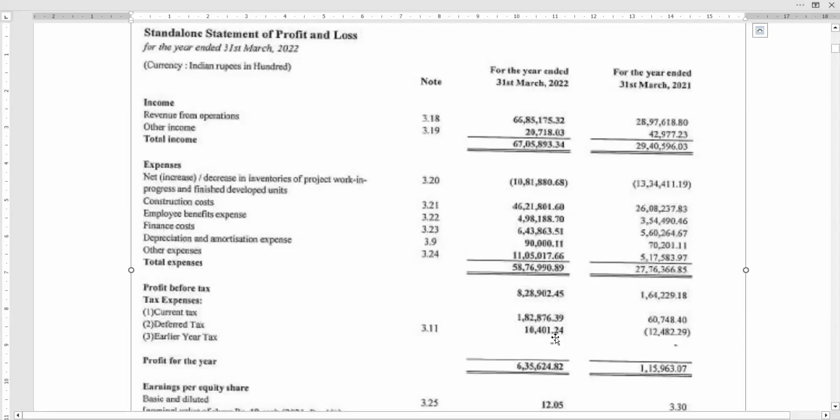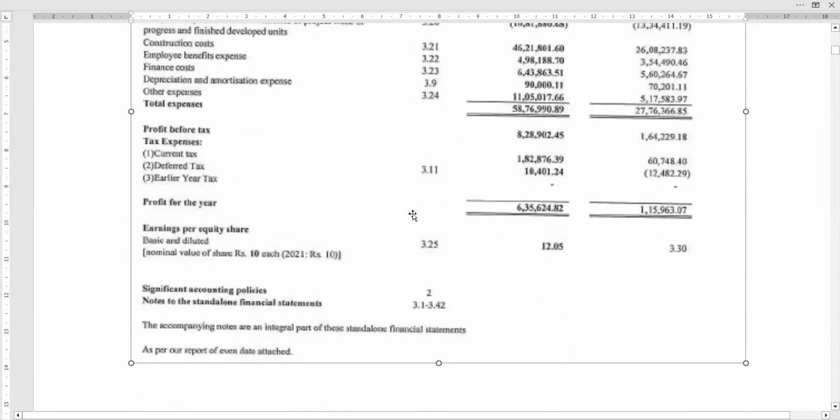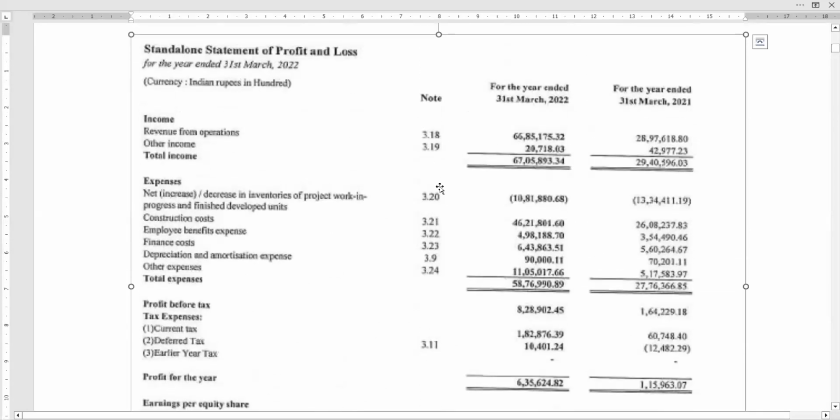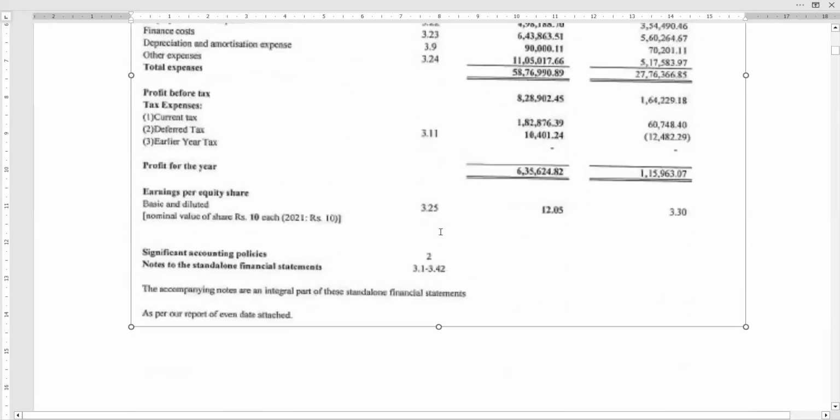Now here we have revenue from operations, other income, same as whatever we have seen. Whatever breakup they had given is there in the schedules. Net increase, decrease in inventory of project. I am not going to read this now. We have already seen the format. Now I am going to these notes.